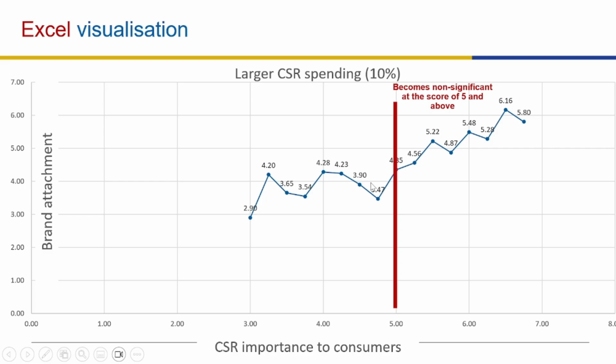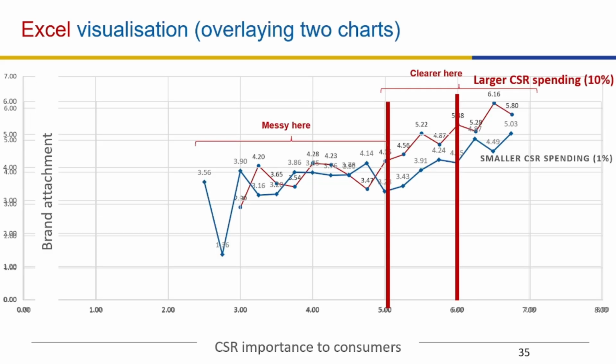And when I overlay these two visualizations together, this is what I have. And by the way, I changed the color. So my larger spending is in red color and my smaller spending is in blue color. And remember, the interaction between the condition and the moderator is statistically significant.